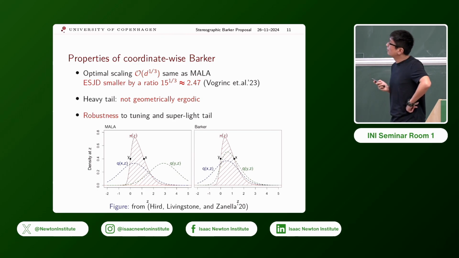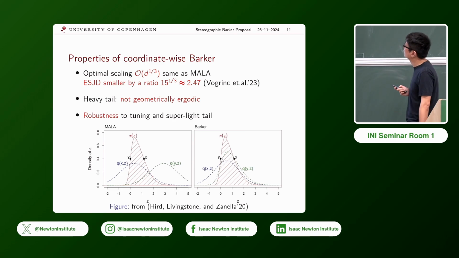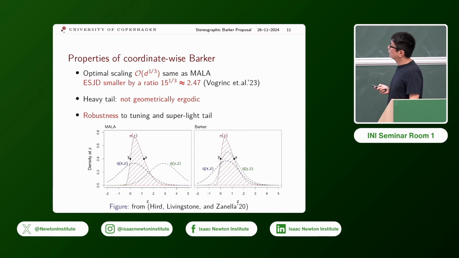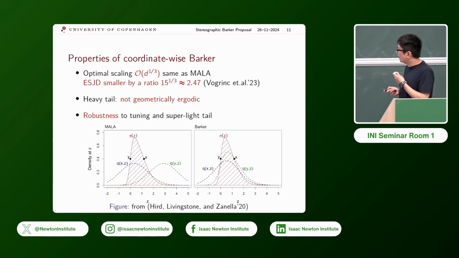However, this Barker proposal won't solve the issues for heavy tails, because in the heavy tail region the gradient disappears, right? So they have the same issue. However, it gives really good robustness to tuning, and also handles super light tails. So this is a very nice picture from another paper by Max Hird.